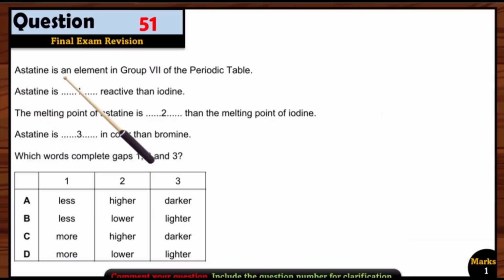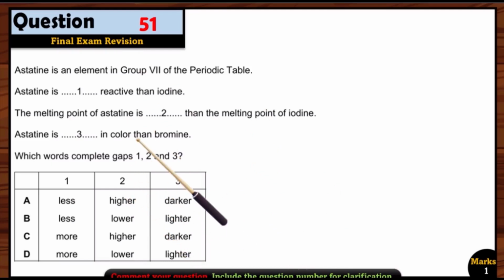Question 51. Astatine is an element in group 7 of the periodic table. Astatine is dash reactive than iodine. So it is less reactive because it is below iodine. So that's why option A or B can be right. Now let's see the second. The melting point of astatine is dash than the melting point of iodine. It will be greater, right? Because the melting point is increasing down the group. Both are solid, but astatine has a higher melting point. So that's why option A is the right option here.